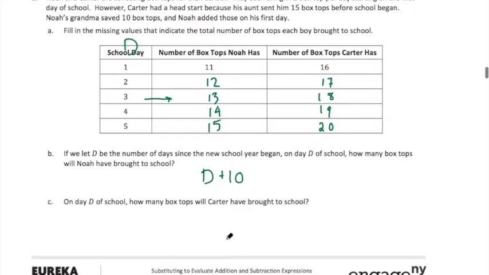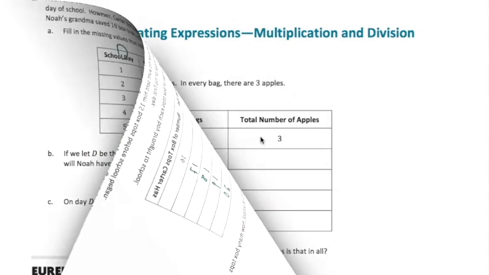Now you have to look over Noah's to compare the day with the box tops for Carter, but from 5 to 20 and from 4 to 19, we see that every time we're going up by 15. So D plus 15 is Carter's rule.